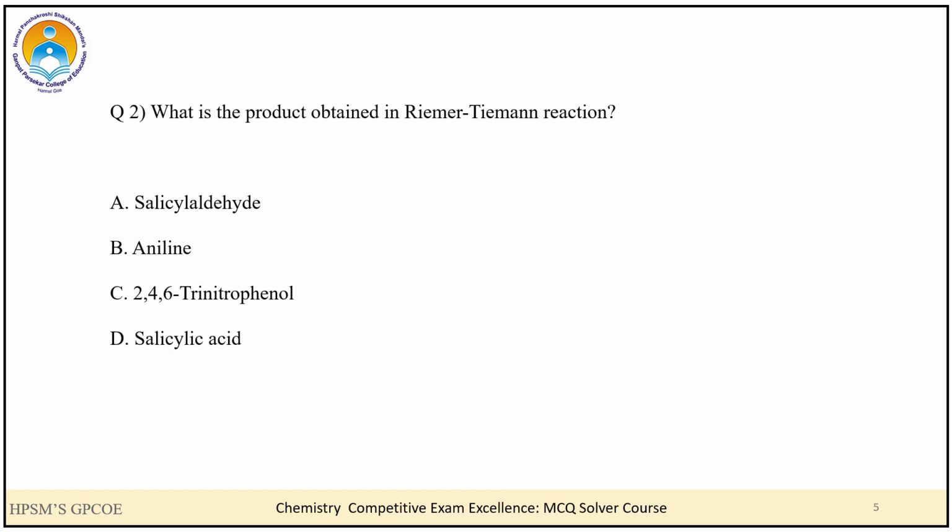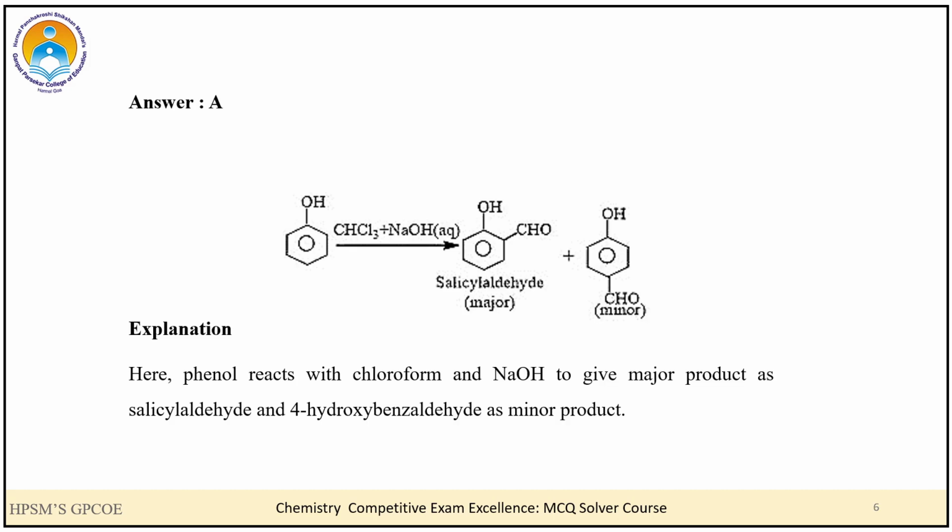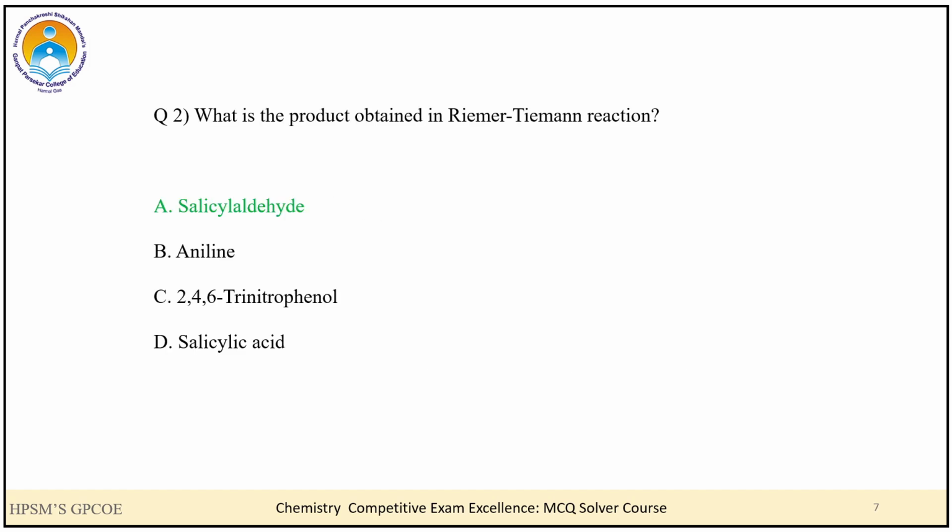Moving on to the next question, that is question 2. What is the product obtained in Reimer-Tiemann reaction? Option A is salicylaldehyde, option B is aniline, option C is 2,4,6-trinitrophenol, option D is salicylic acid. So here phenol reacts with chloroform and NaOH to give major product as salicylaldehyde and minor product as 4-hydroxybenzaldehyde. So in the options given there is presence of salicylaldehyde. So the correct option is option A, that is salicylaldehyde.